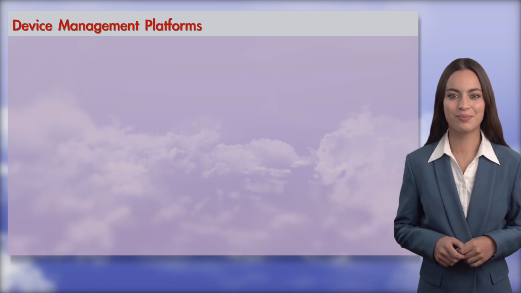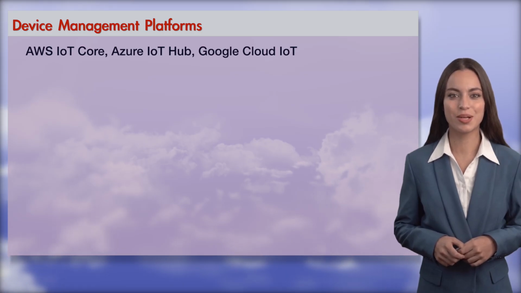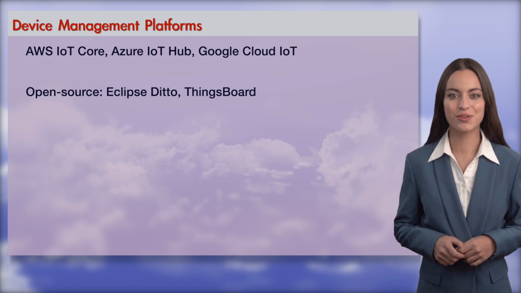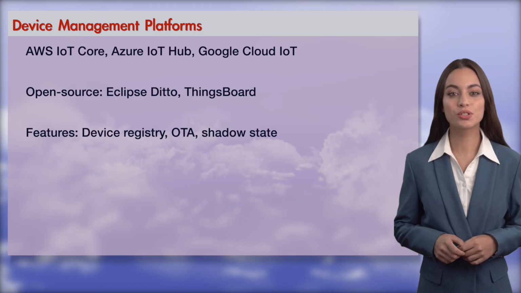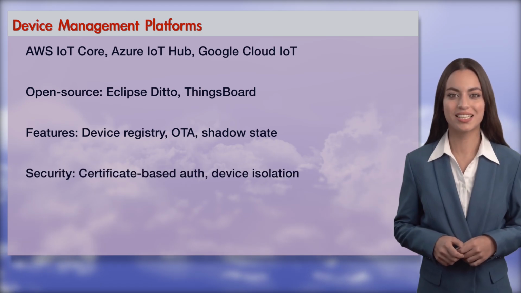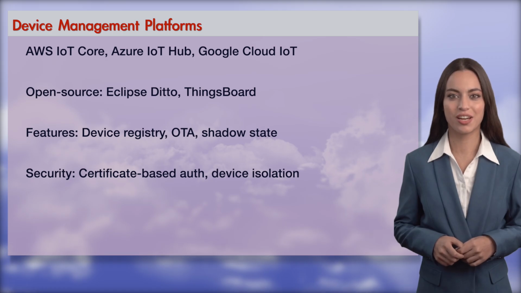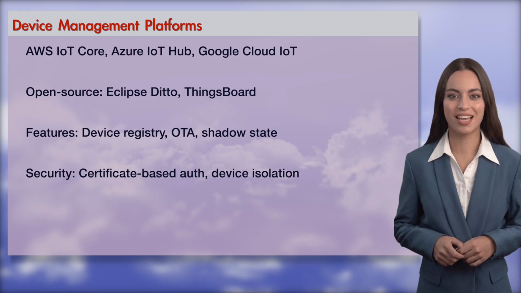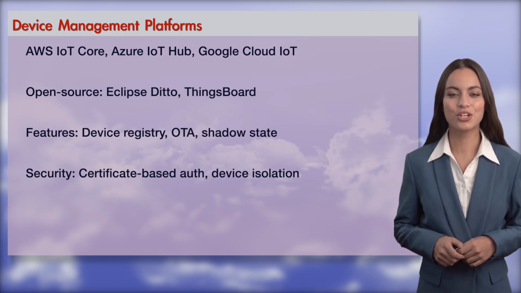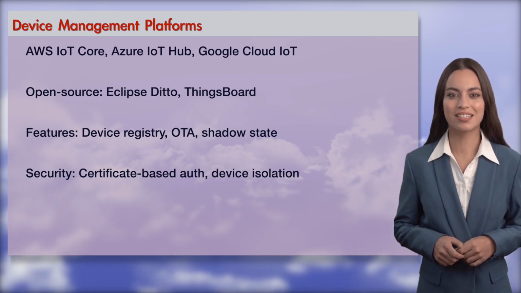Device management platforms. Major cloud providers offer managed solutions: AWS IoT Core, Azure IoT Hub, Google Cloud IoT Core. Open source alternatives include Eclipse Ditto and ThingsBoard. Common features include device registry, over-the-air updates, and digital twins. Shadow state for desired versus reported configuration. Security is enforced through certificate-based authentication and strong device isolation.